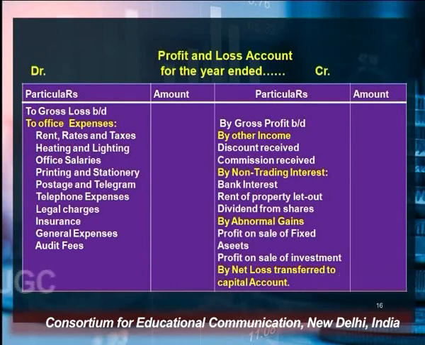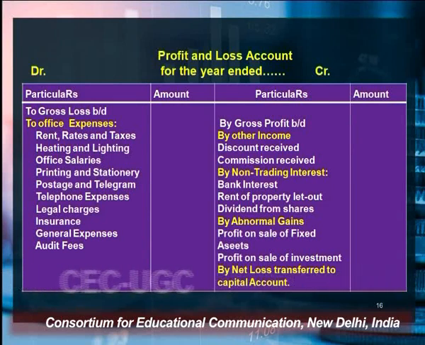The next item which is appearing on the credit side of the profit and loss account is abnormal gains. Since we have shown abnormal losses on the debit side, if there is any abnormal gain, for example, the value of the asset in our books is rupees 10,000 and we sold it for rupees 12,000, more than the value, then there is a gain on the sale of fixed asset, that is rupees 2,000.